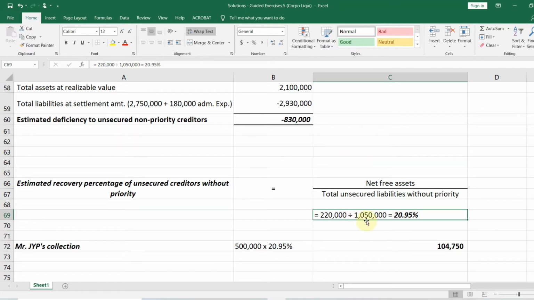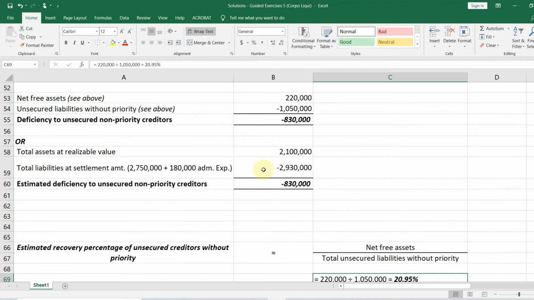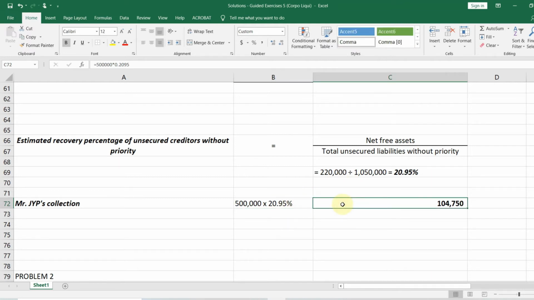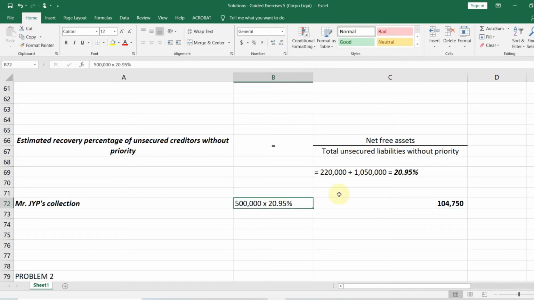Okay, the second to the last question is that merong scenario, si Mr. JYP daw is an unsecured non-priority creditor. So, nandun siya sa unsecured without priority. Magkano daw? And has a 500,000 claim. Okay, so nasan yun? Sa 1050, kanya yung 500,000 na claim. Okay? So, magkano daw ang makokollect ni Mr. JYP, knowing that he is an unsecured non-priority creditor. Ay di yung 500,000 niyang claim, multiply mo lang sa estimated recovery percentage na 20.95. Ang makukuha lang niya sa 500,000 niya is 104,750. Masakit, pero at least hindi zero ang nakuha niya. Okay? So, ganyan talaga. Doing business has its risk.